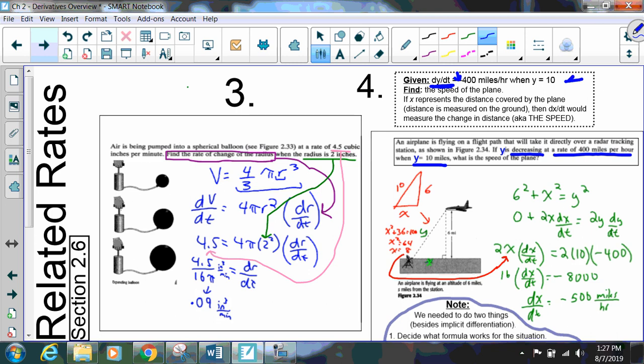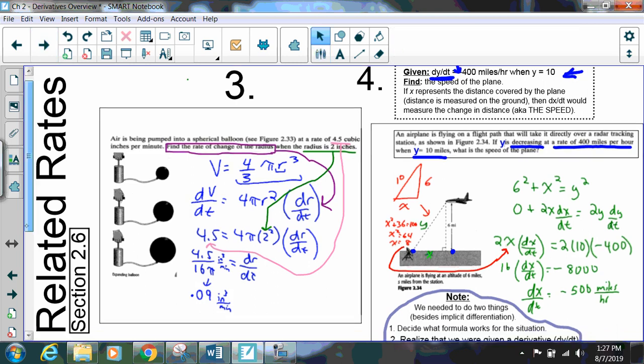So that was our given. And then we want to find the speed of the plane, and obviously we track speed by how quickly this plane moves through the sky, but we can only track it from one point to another that's on the ground. So that's why x is going to represent the distance, and dx over dt is going to represent the speed of the plane, right? The derivative of the distance is the speed. All right, so let's see what I have down here.